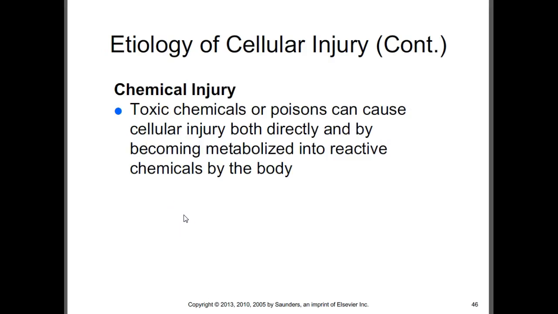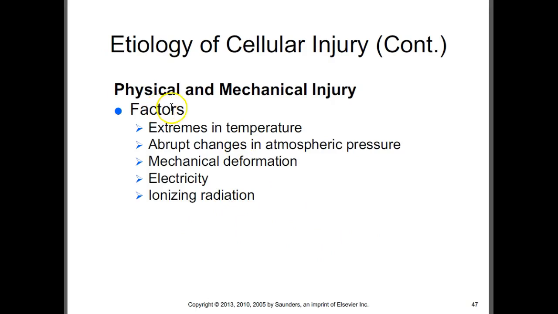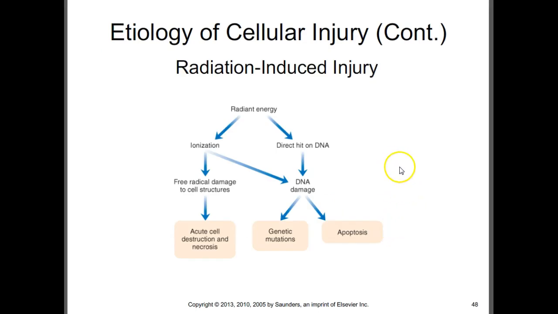Chemical injury, right? Toxic chemicals or poisons can also cause cellular injury, both directly and by becoming metabolized into reactive chemicals by the body. So things like cigarette smoke are toxic. Right, so physical mechanical injury, like extremes in temperature or abrupt changes in atmospheric pressure, mechanical deformation, electricity, ionizing radiation, all these things are mechanical injuries that can happen.